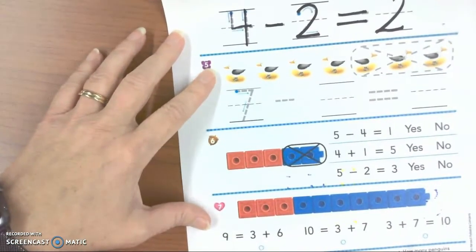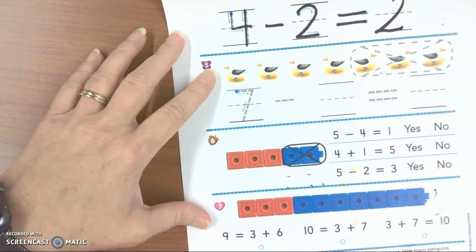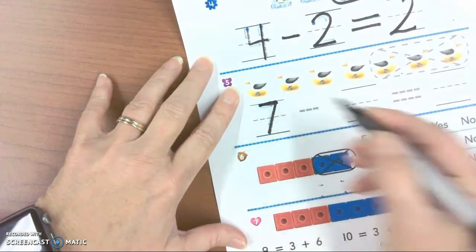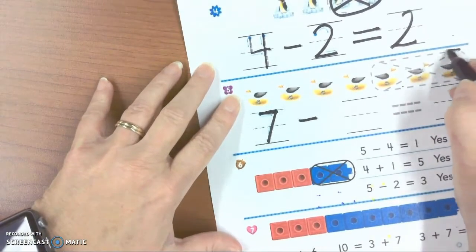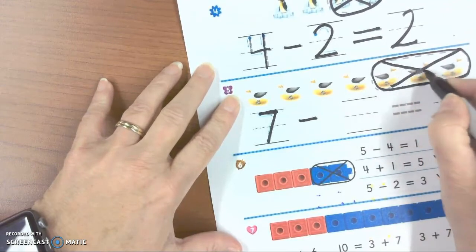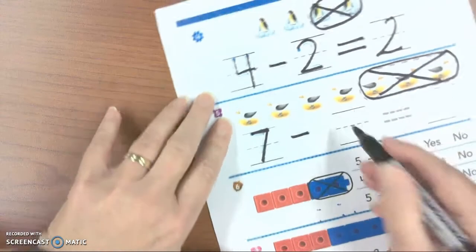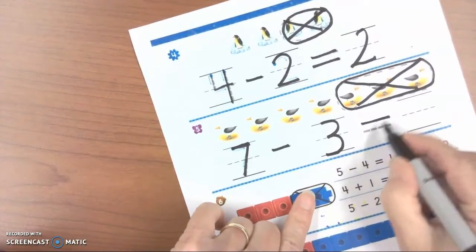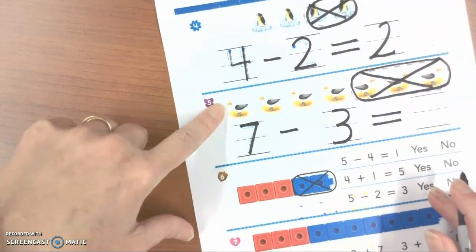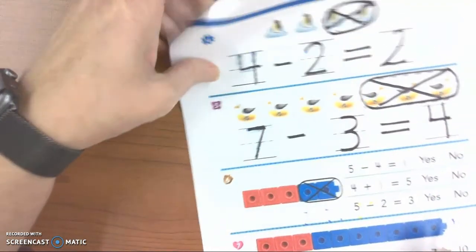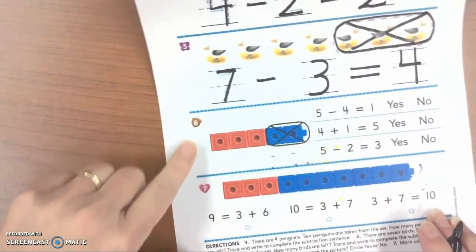Question number 5. There are 7 birds. Some birds are taken from the set. How many birds are left? So we have 7 birds. We take some away, and it looks like we have this set to take away. How many birds are in that set? 1, 2, 3. So 7 subtract 3 equals, and we see our difference over here. Our difference, or the answer to our subtraction problem, is 4. So our equation is 7 subtract 3 equals 4.